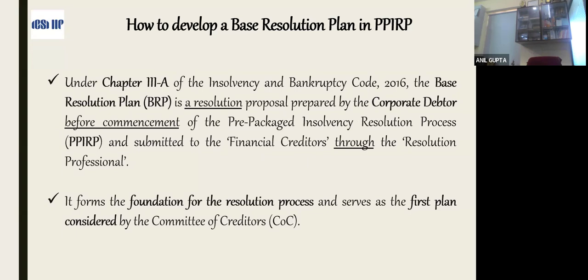Now coming to the PPIRP, it is Chapter 3A of the IBC. The base resolution plan is a resolution proposal prepared by the corporate debtor before commencement of the PPIRP. The corporate debtor says: Sir, my company has a problem. I am unable to pay the debt to the bank or to the operational creditor. Give me 120 days, and I will turn the company around from the present situation into a performance-oriented company. And this is my plan.